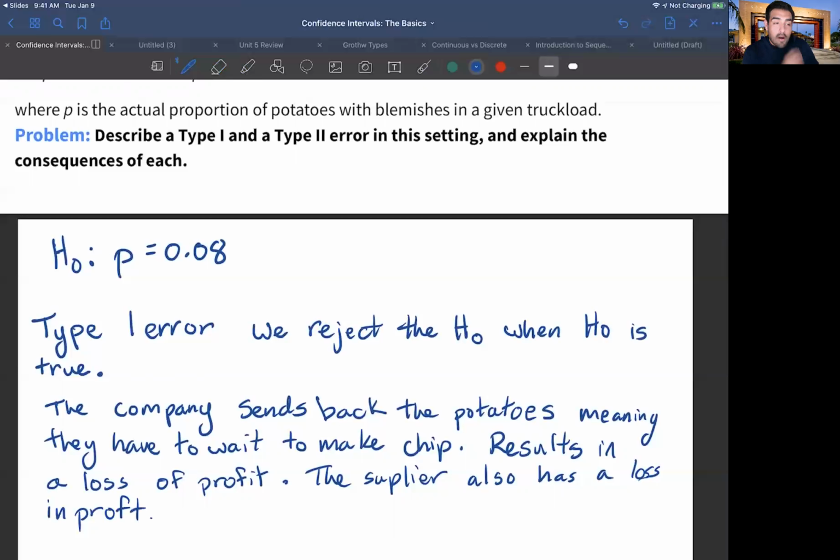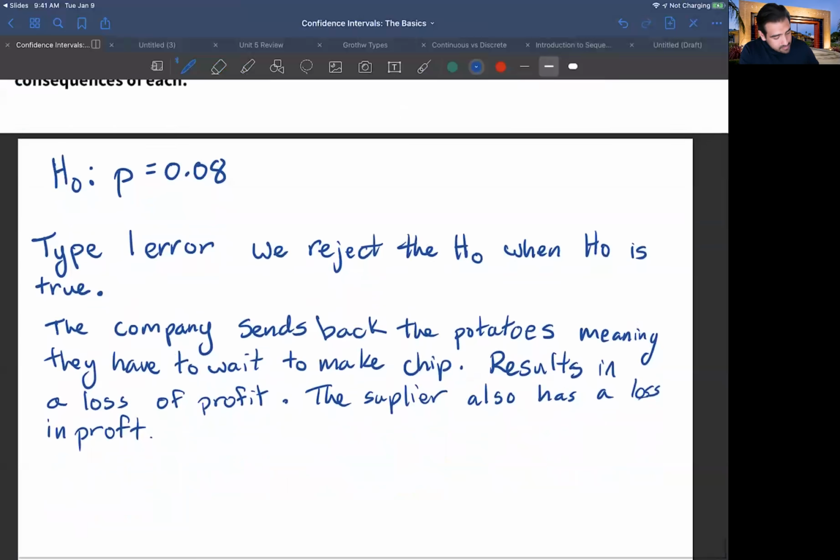You need to think of all of the situations that can occur from this type of error, right? We look at the truck, we say we're going to reject that the blemished potatoes make up 8% of this truckload, right? If we reject that, we're assuming there's going to be more than 8%. So we send it away. We don't want to make chips with gross potatoes. And that's going to make our production be behind a day. We're going to lose money. The supplier has to take the potatoes back and potentially dump them. They're going to lose money, so on and so forth.